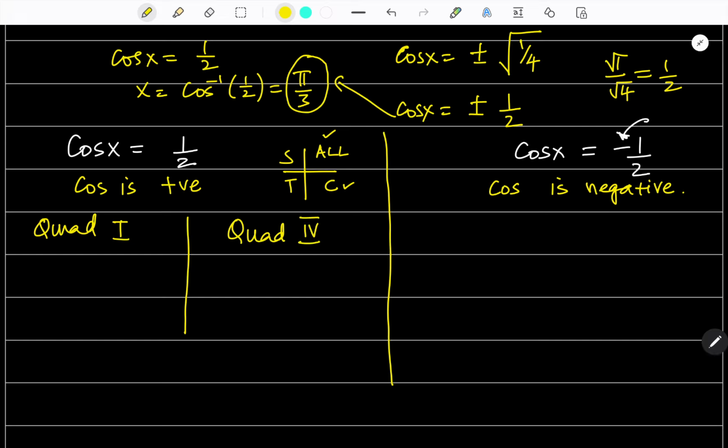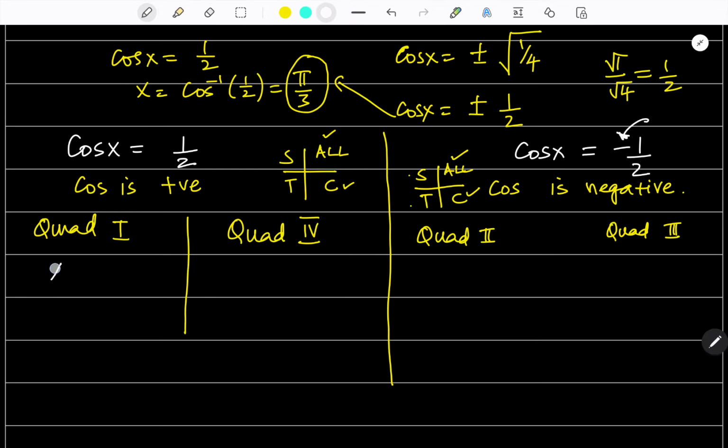Cosine is negative. Look here, this is all STC. Where cosine is negative, here cosine is positive. So quadrant 2 and quadrant 3, right? So cosine is negative. What is the formula for quadrant 1?